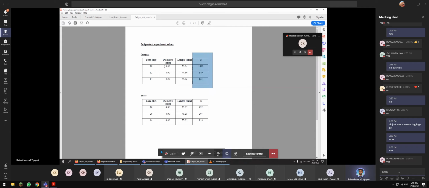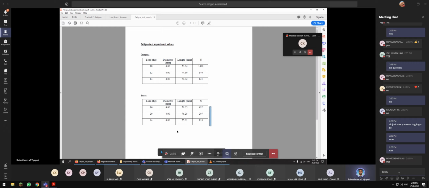For 10 kilo, the material rotates 1420 rotations before it snaps. For 12 kilo, the specimen rotates 140 counts. For 14 kilo, the specimen rotates just 125 rotations. So when the load increases, the rotation decreases. Same goes here. When the load increases, the rotation decreases.